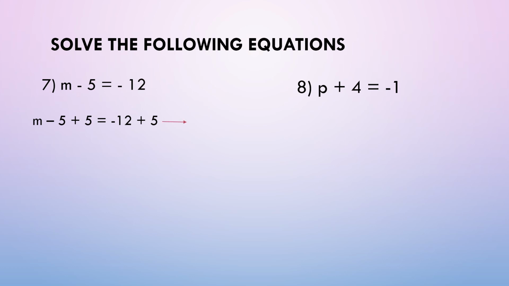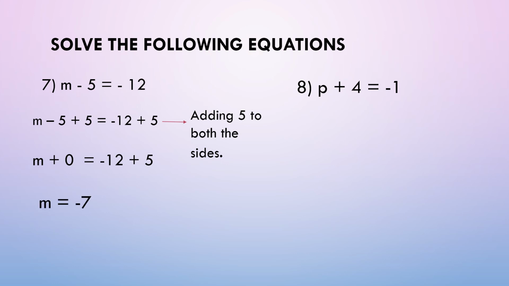So we'll use addition property of equality, that is adding 5 to both the sides. Okay, so here minus 5 and plus 5 becomes 0. So m plus 0 is equal to minus 12 plus 5. Now minus 12 plus 5 is what? Minus 7. So m is equal to minus 7.